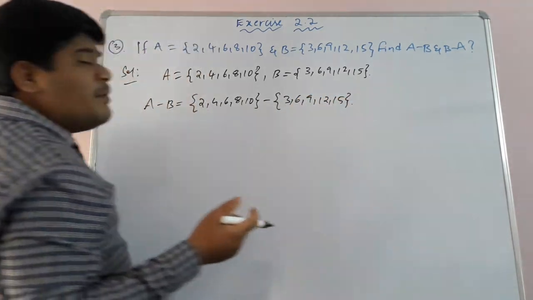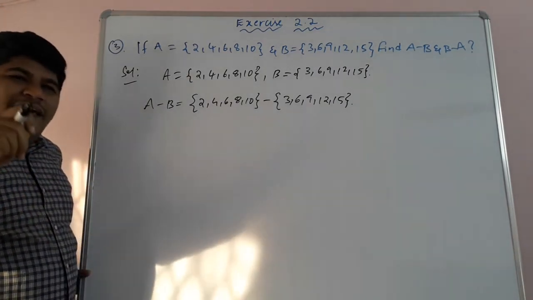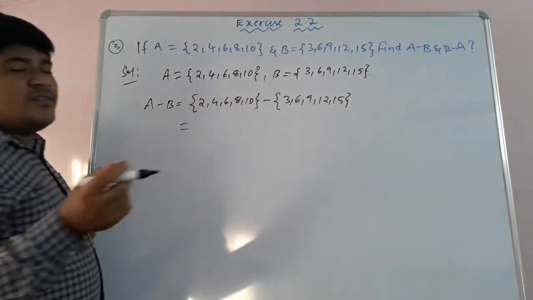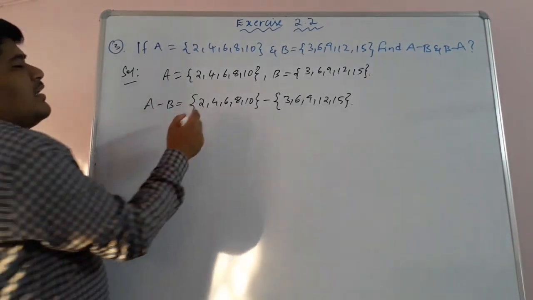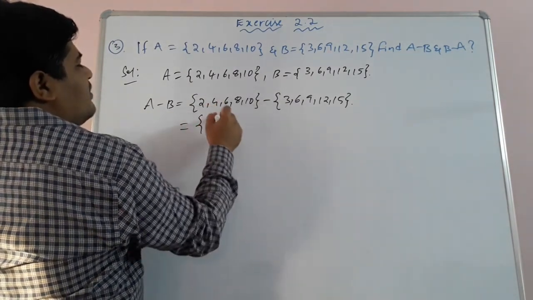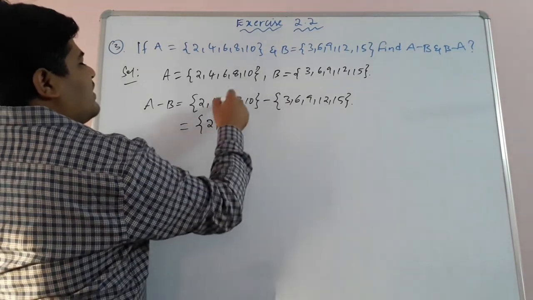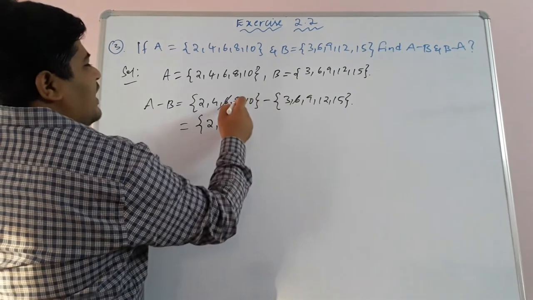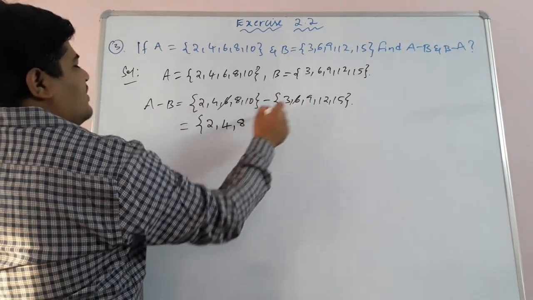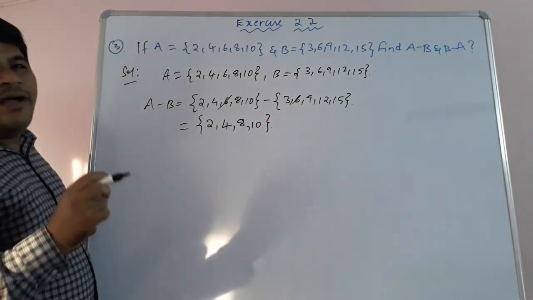Children, A minus B means what? The difference of two sets. A minus B means the element should be there in A, and it should not be in B. So what are the elements in A that are not in B? 2 is in the first set, not in the second set, so 2. 4 is in the first set, not in the second, so 4. 6 is in both sets, so we should not take it. 8 is in the first set and not in the second, so you can take 8. 10 is in the first set, not in the second. So 2, 4, 8, 10. Children, this is A minus B.